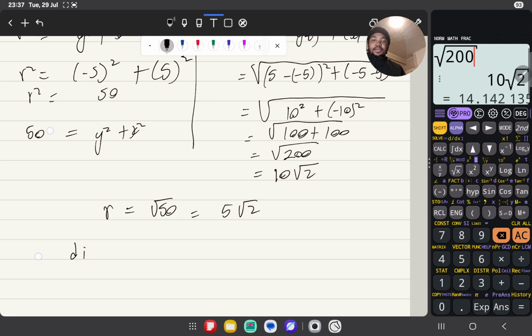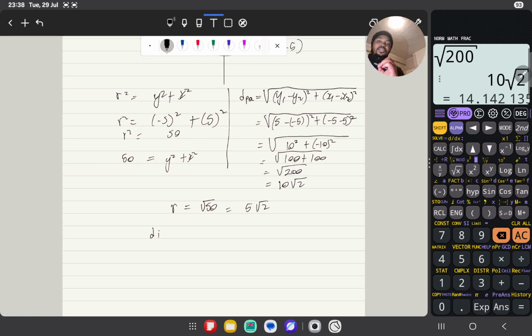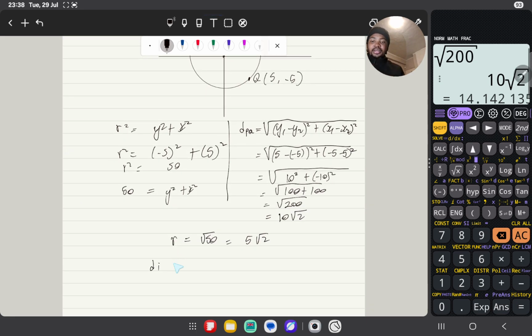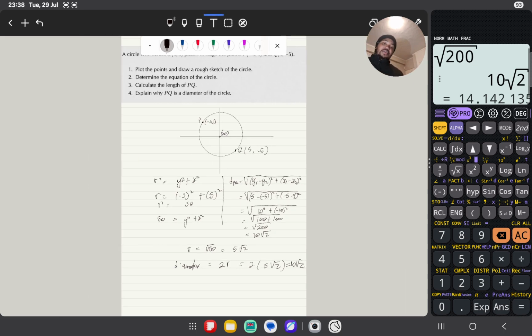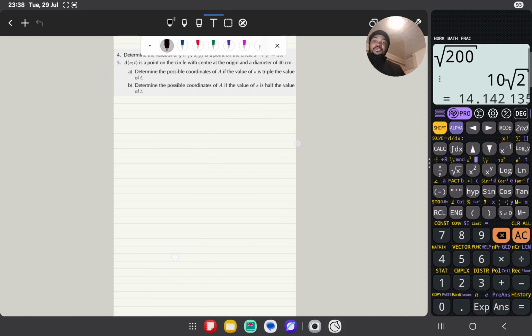So you're going to say your diameter is equal to 2 times the radius, which is 2 times 5 square root of 2, which is 10 square root of 2. And then you realize that the diameter is twice my radius, or the distance you have there is twice that of the radius, which only means that PQ is a diameter. Right? Let's move to the next question.